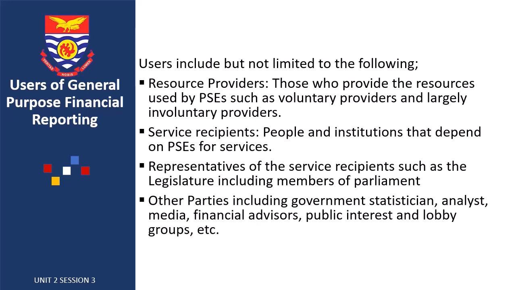So those who provide resources for the public sector entities are those that we term the resource providers. Then we have the service recipients, people who depend on the public sector entities for services. These are the service recipients of the general purpose financial reports. We also have the representatives of the service recipients, such as the legislature, including members of parliament. We have other parties, including the government, state media, financial advice, and co.